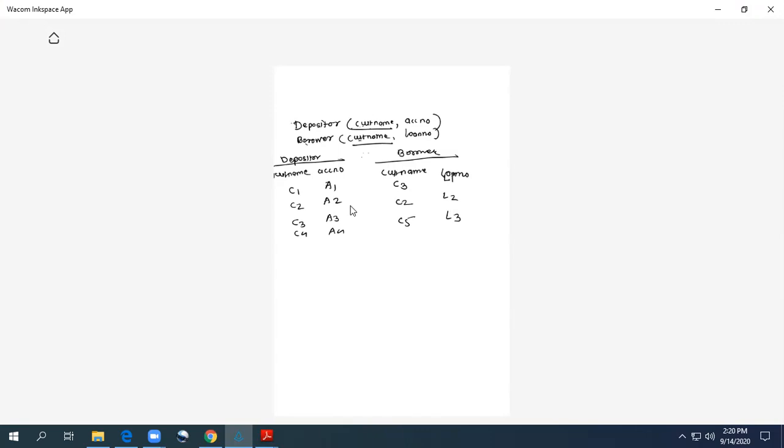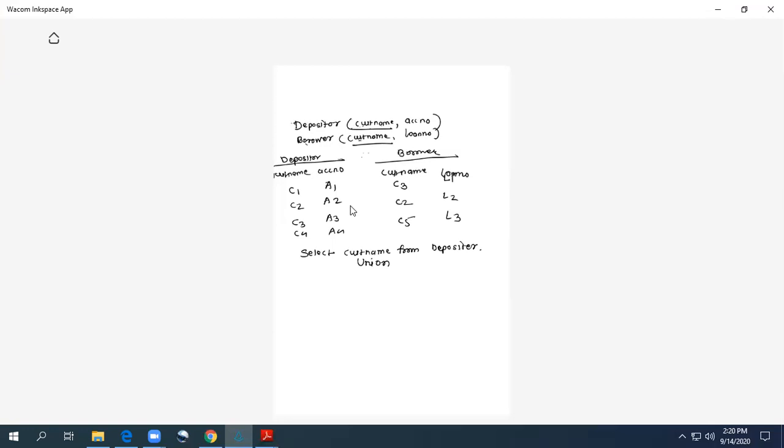So what will be the solution of this query? Select customer name from depositor. So definitely the customers mentioned in the depositor table are having a saving account in the bank, right? So I want to join this result with the second query, that is borrower, right? So how will I join? With the help of the union operator. The union operator will join the result of both the queries.